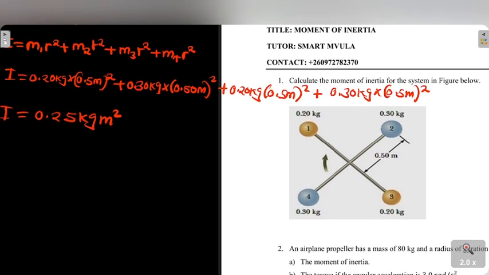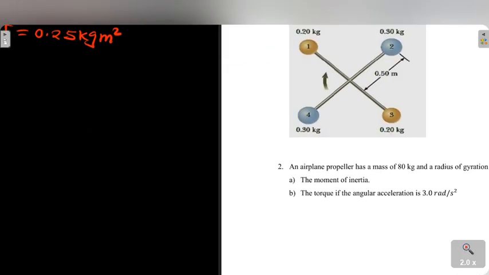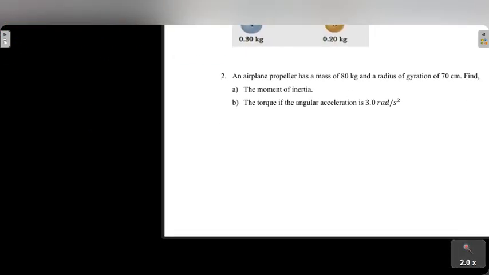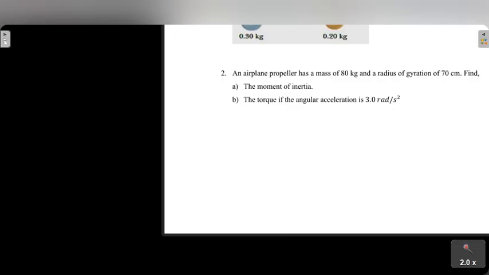Then we move to our question number 2. Question number 2 says that an airplane propeller has a mass of 80 kg and a radius of gyration of 70 centimeters. Find A, the moment of inertia, and B, the torque if the angular acceleration is 3.0 rad per second squared. So that's the question that we have.